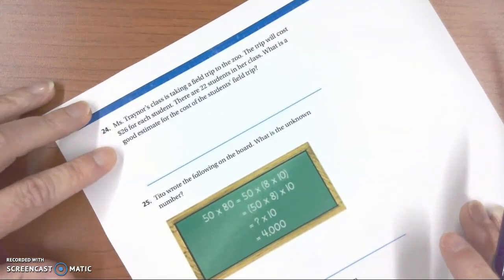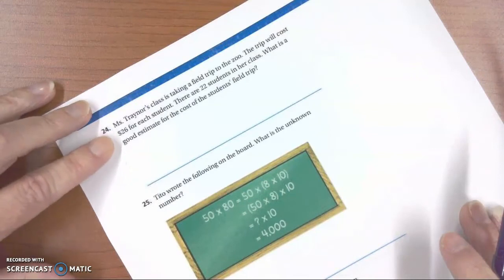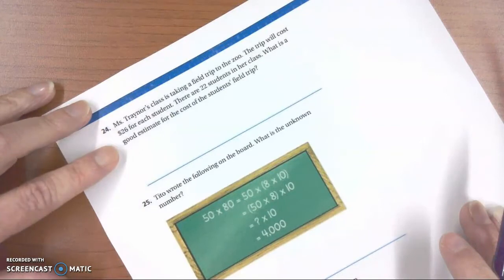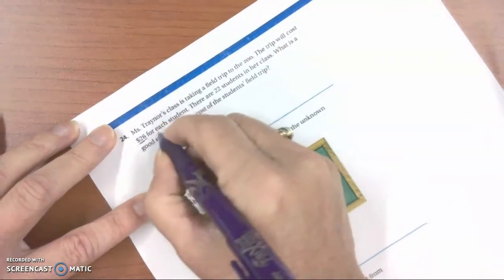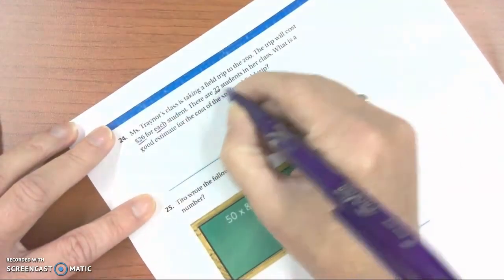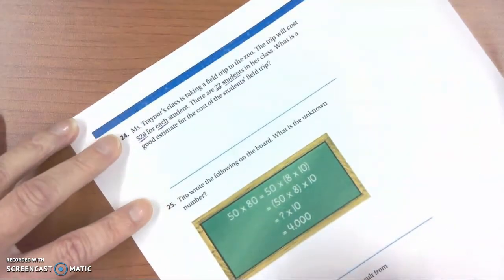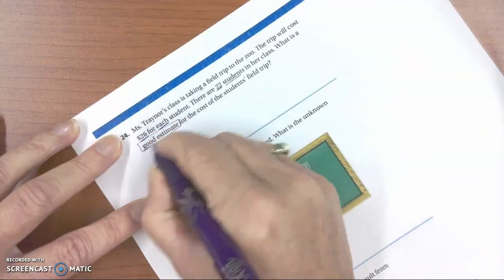Miss Trainer's class is taking a field trip to the zoo. The trip will cost $26 for each student. There are 22 students in her class. What is a good estimate for the cost of the students' field trip? So I have $26 is the cost for each student. There are 22 students. And we want a good estimate.